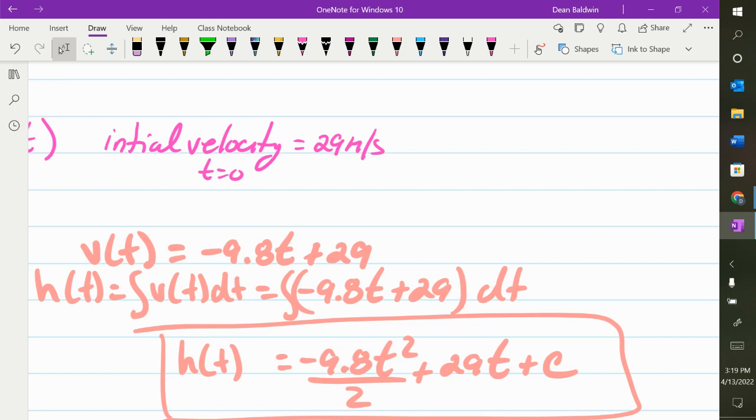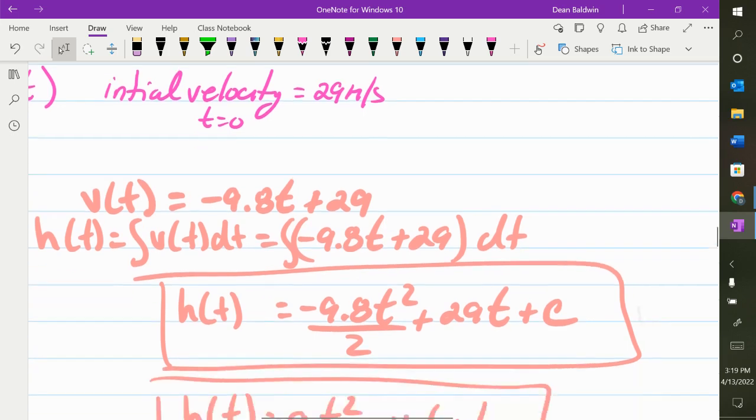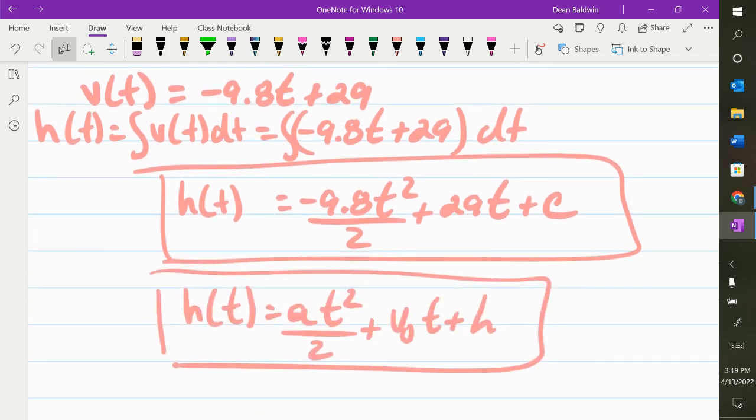What does negative 9.8 mean? That's your acceleration. What is 29? Your velocity, that's your initial velocity. Wait a minute, so that's where that formula comes from. Sometimes it's written 1/2 at squared plus v naught t plus h or whatever. That's where it comes from.